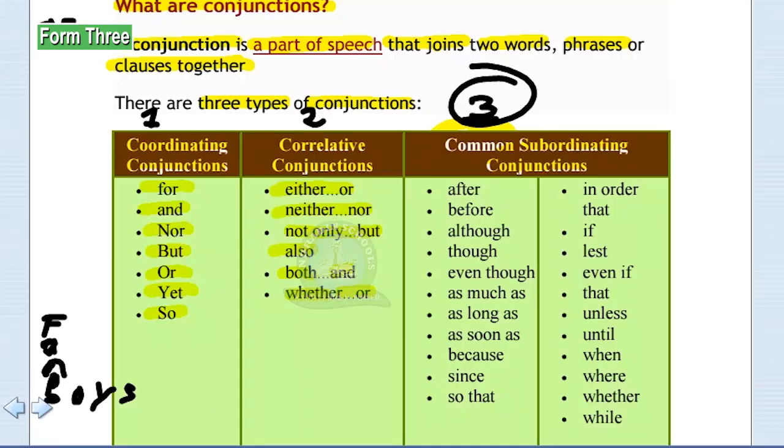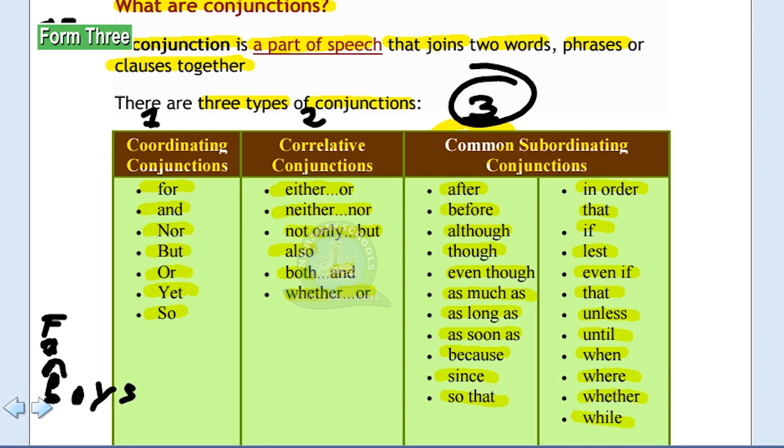And then let's come to subordinating conjunctions. These are the words: after, before, although, though, even though, as much as, as long as, as soon as, because, since, so that, in order that, if, lest, even if, that, unless, until, when, where, whether, and finally, while.